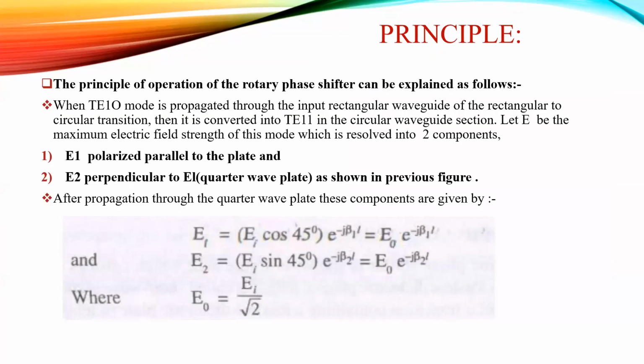So after propagation through the quarter wave plate, these components will be given by: E1 will be equal to Ei, which is nothing but the incident electric field, times cos 45 degrees, e power minus j beta1 L. As we all know, cos 45 is 1 by root 2. If we substitute Ei as root 2 E0, we'll get E0 e power minus j beta1 L, and E2 will be equal to Ei sin 45 degrees e power minus j beta2 L, which is equal to E0 e power minus j beta2 L.